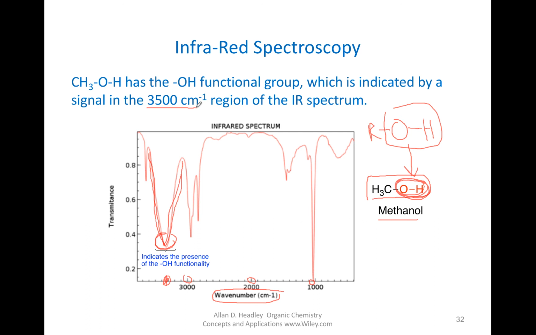So you take any alcohol and subject it to the infrared radiation. When the energy gets to this region, 3,500 reciprocal centimeters, we will see a signal because an excitation occurs. Let's look at one last example.